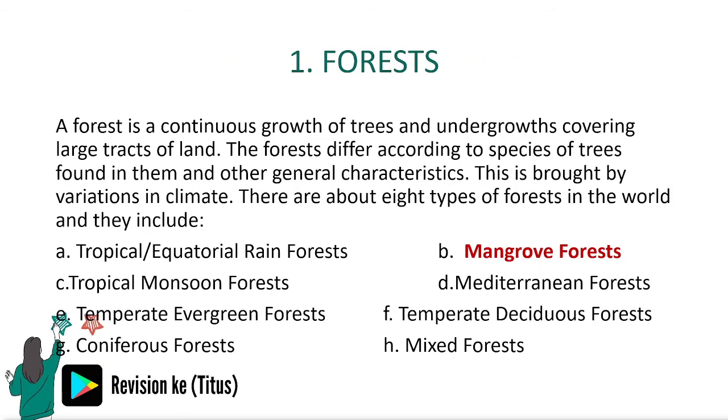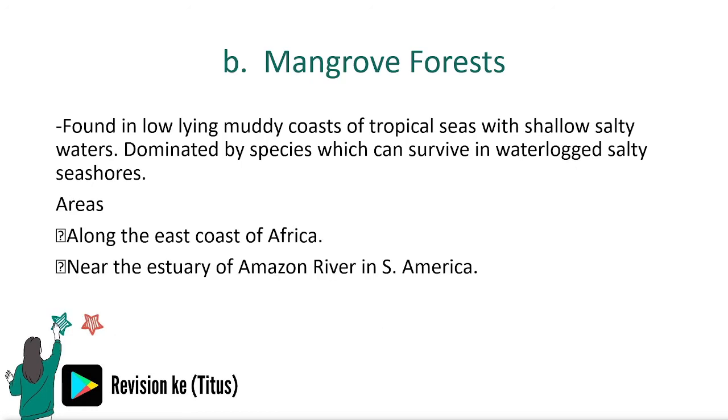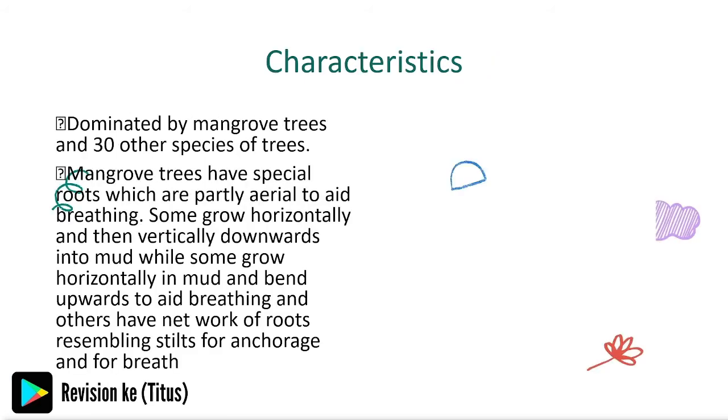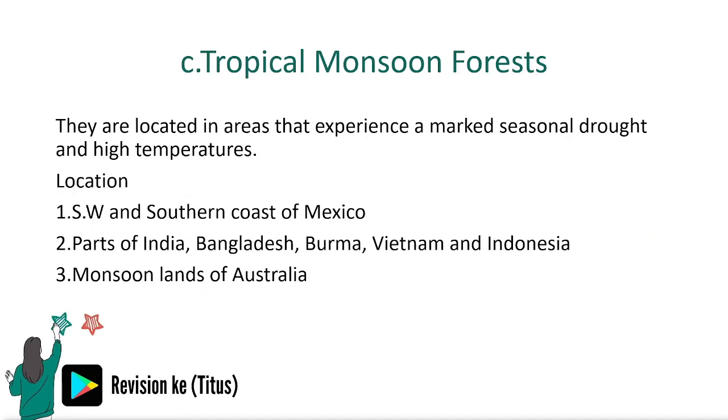Let's look at mangrove forests. They are found in low-lying muddy coasts of tropical seas, with shallow salty waters. They are dominated by species which can survive in waterlogged salty shores. These areas are along the east coast of Africa, and the estuary of the Amazon River in South America, and so on. The characteristics are that they are dominated by mangrove trees and about 30 other species.